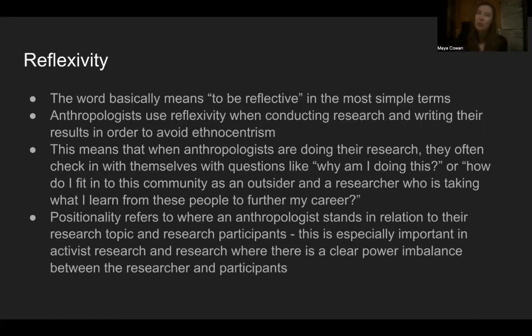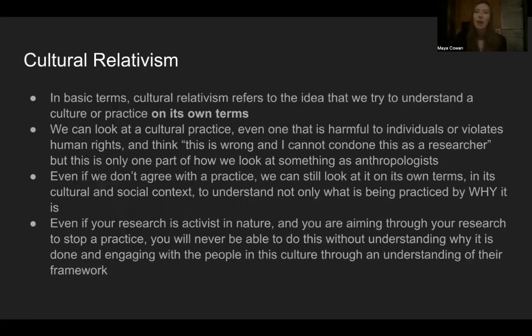But it's hard to imagine a situation in which the researcher doesn't have, at least in some dimension, a little bit of power inherently over their research participants. And we try to position ourselves within our research by being reflexive, by asking, why am I doing this? Who's benefiting from this? How can I change who's benefiting from this? And then our other term is cultural relativism.